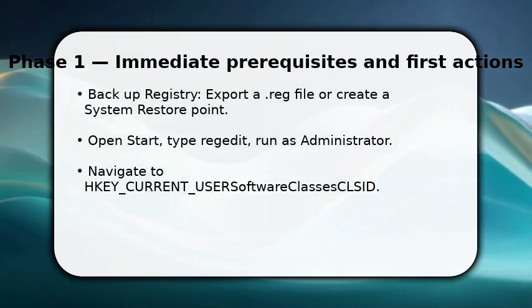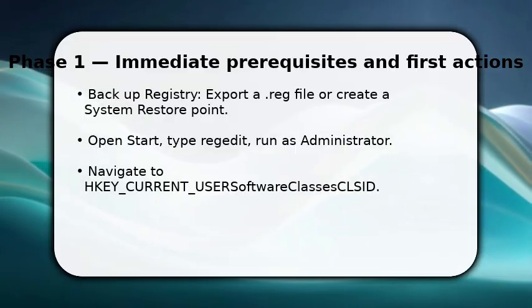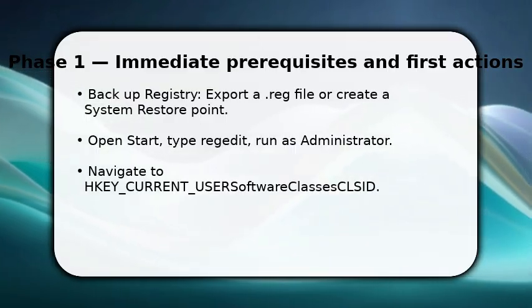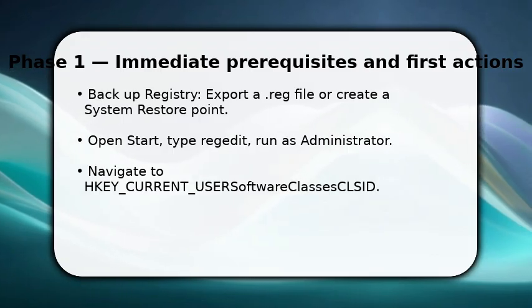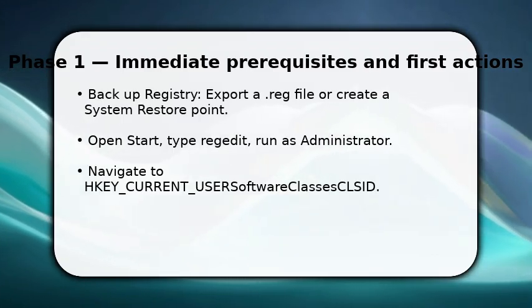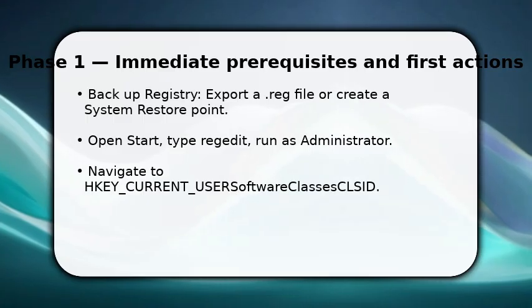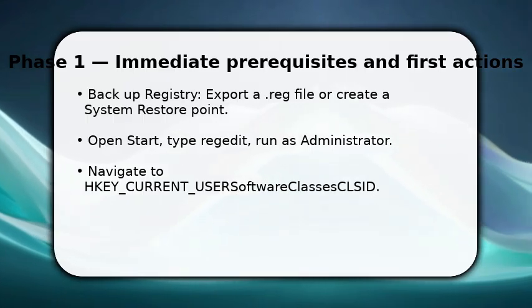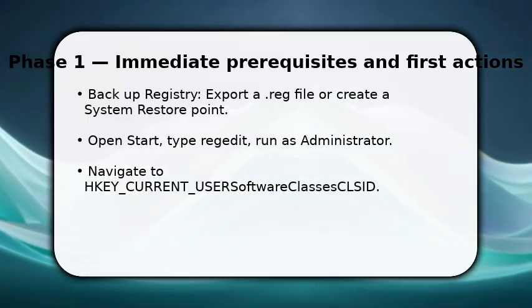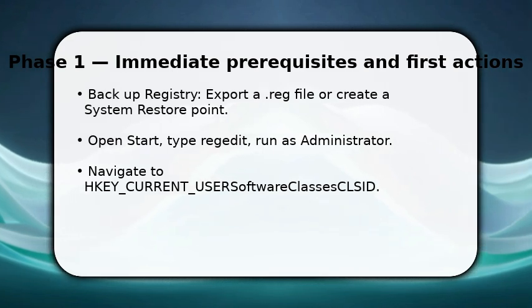Next, navigate directly to HKEY_CURRENT_USER/Software/Classes/CLSID because the fix edits shell entries there. Make sure to pause and confirm the backup exists. Then, continue to identify any CLSID keys related to the obsolete context menu items.